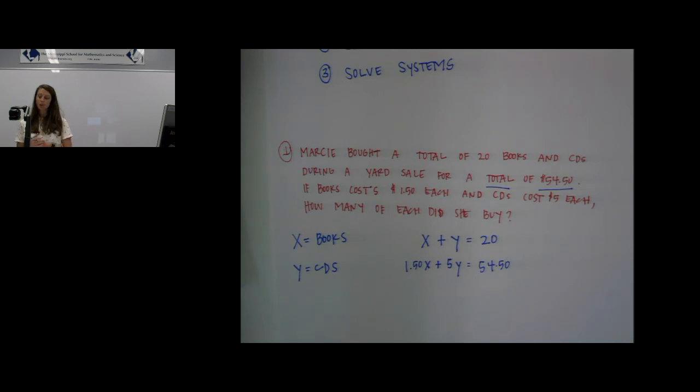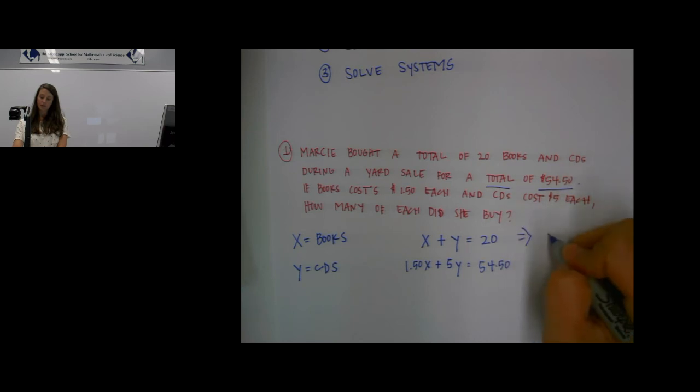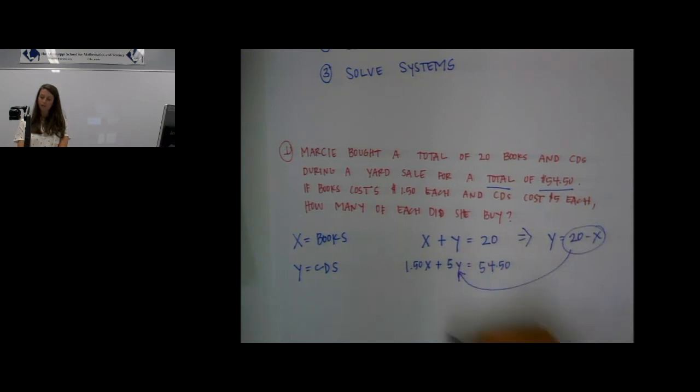So there's two equations there. I have one that has money associated with it, and then the other one is the total amount that I have, my total books. I'm going to solve this one by substitution because I think that would probably be the easiest. So I'm going to solve the equation for Y. I'm going to get 20 minus X there, and plug that in for my Y. So I'm going to have $1.50 X plus 5 times 20 minus X.